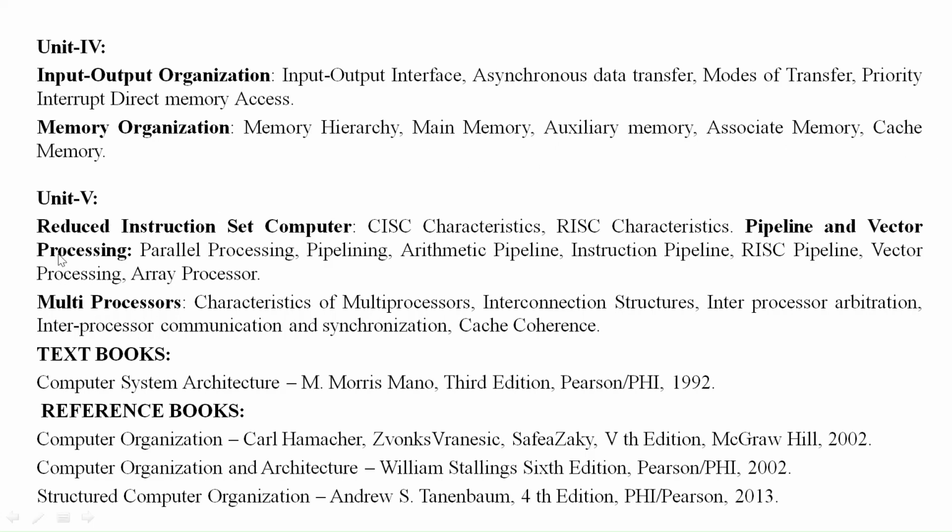Coming to the last unit, fifth unit, it is also divided into two types. The first unit mainly deals with the concept of architectures of computers such as RISC and CISC architectures, as well as it also deals with the pipeline processing and vector processing, which is one type of method of executing the instructions in a parallel manner. So, reduced instruction set computer, you're going to study about RISC and CISC, characteristics of RISC and CISC.